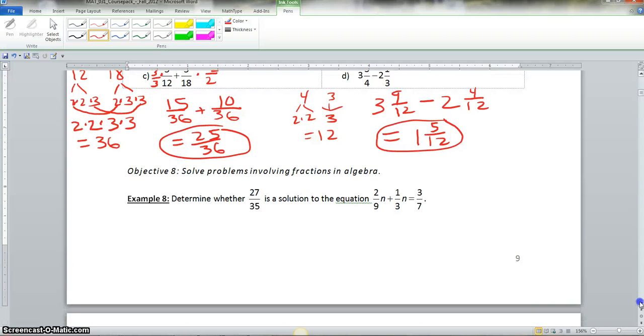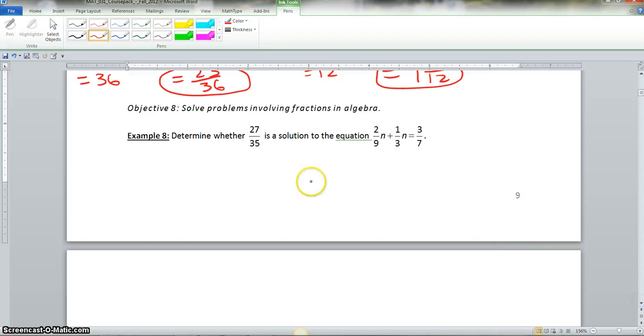It says determine whether 27 over 35 is a solution to the equation 2/9 n plus 1/3 n equals 3/7. Okay, first of all, we know the common denominator of 9 and 3 is 9. So we have 2/9 n plus, this denominator would be 9, and we know 3 times 3 is 9, 1 times 3 is 3, equals 3/7. So 2/9 plus 3/9 is 5/9. So we have 5/9 n is equal to 3/7.